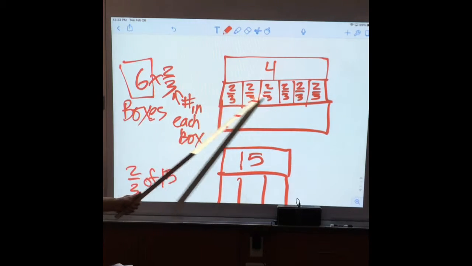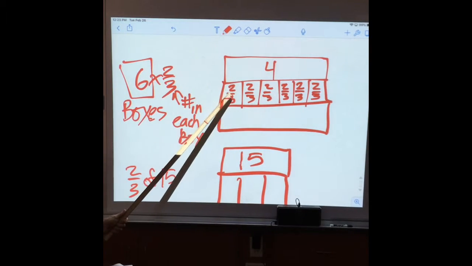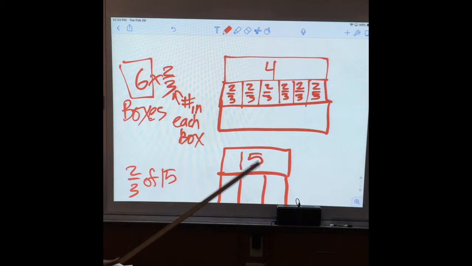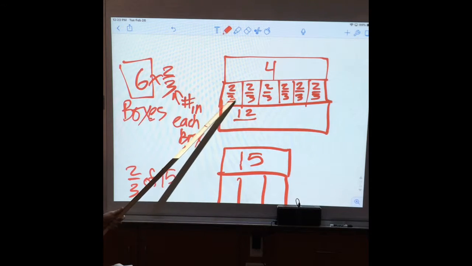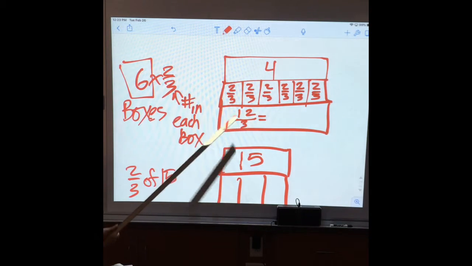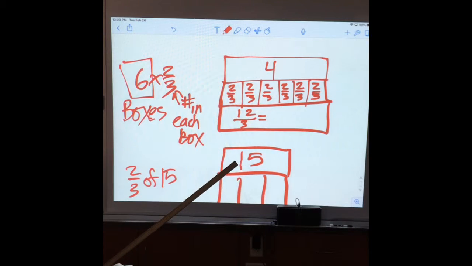All right, so what am I going to end up with? Well, if I add 2, 4, 6, 8, 10, 12, I'm going to have 12. And what's my bottom unit? What's my unit number? 3. So 12 divided by 3, or 3 times what equals 12? It is 4. That's our answer, isn't it?